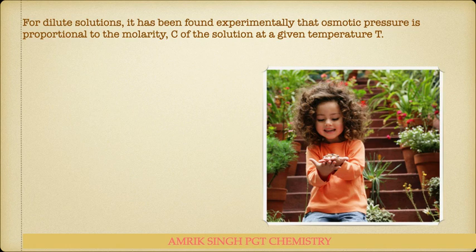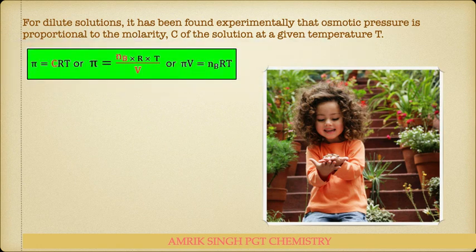For dilute solutions, it has been found experimentally that osmotic pressure is proportional to the molarity C of the solution at a given temperature T. Therefore, pi will be equal to CRT. Putting the value of C, C is equal to nB upon V, where nB is the number of moles of solute and V is the volume of solution in liters. Therefore, pi will be equal to nBRT divided by V, or pi V will be equal to nBRT.